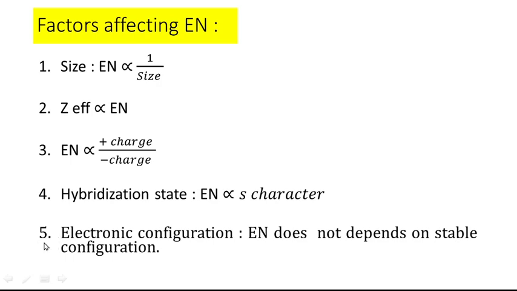Next point is point number 5, that is also very important, electronic configuration. That tells about electronegativity does not depend on the stable configuration. You have seen this point earlier in the previous slide.